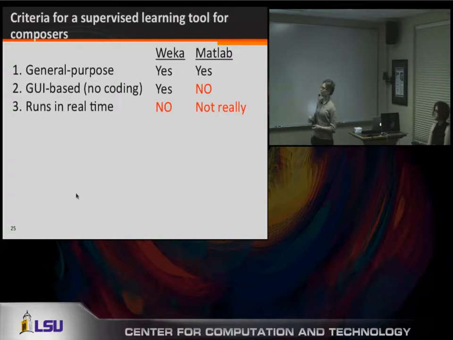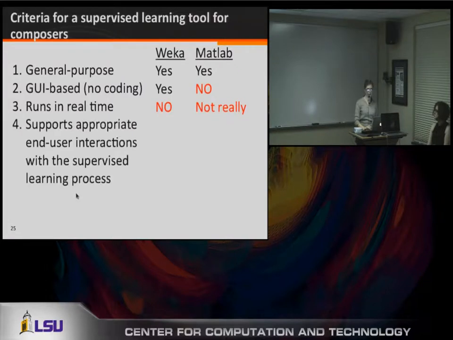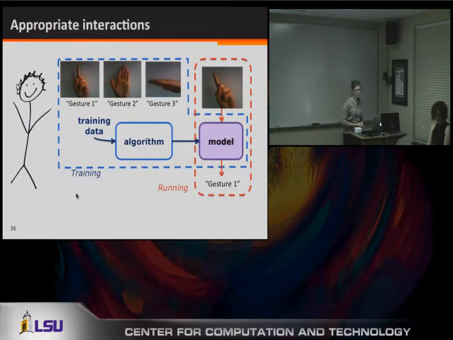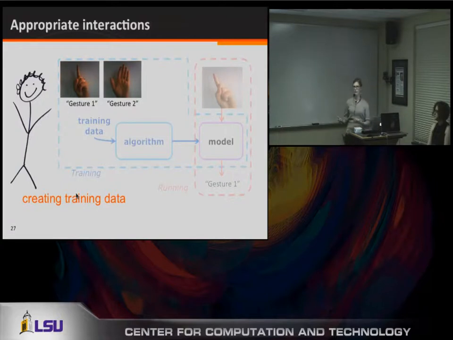And if we look at these criteria and compare them to other really popular packages for machine learning, we have some problems. But I'm going to argue, in the rest of this talk and in the demos that we're going to do, that it's also important to think about what kind of appropriate interactions we should support between the end user, the musician or the composer, and the supervised learning algorithms. I think this is a really interesting part of this work. So what do I mean by appropriate interactions? Well, where does the human fit into this process? First of all, we want the human to be able to create the training data by actually creating these examples.